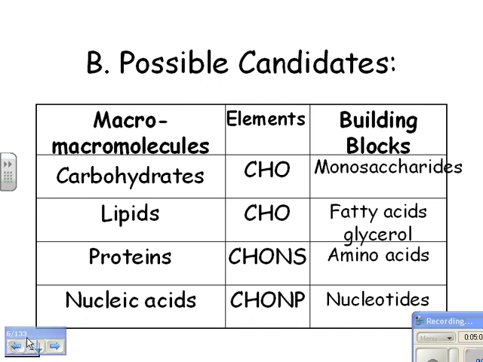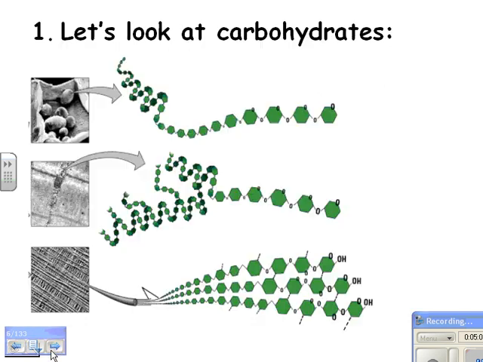So what we're going to do is go through each one of these and figure out if that could hold information. So let's look at carbohydrates. This particular carbohydrate is made out of glucose to glucose to glucose to glucose to glucose, and this one is glucose to glucose to glucose to glucose to glucose. Not a lot of information in this.